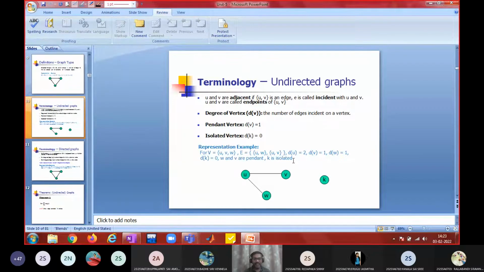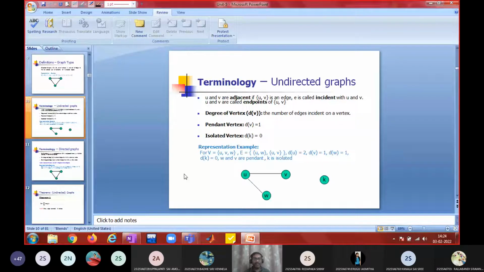The degree of a vertex we denote with d(V) or deg(V). If no edge is incident with the vertex, then that is called an isolated vertex. See here, no edge is incident with this vertex, therefore K is isolated. If the degree of the vertex is only one, then that is called a pendant vertex. These two are pendant vertices, this is an isolated vertex, and this is just a vertex.